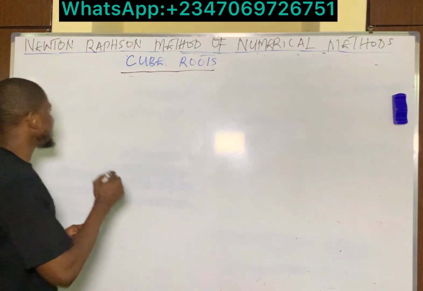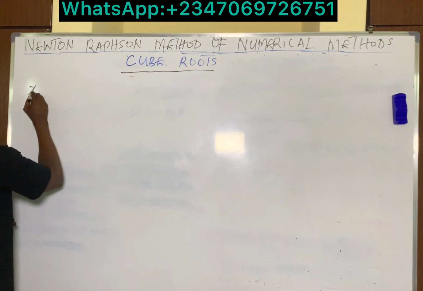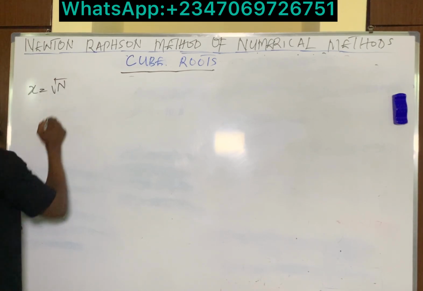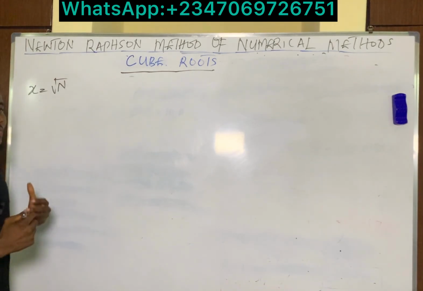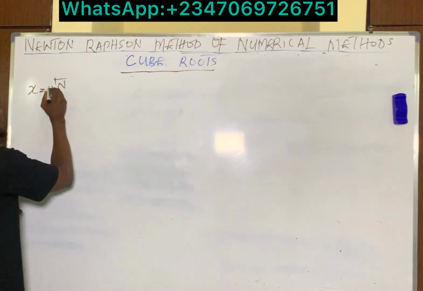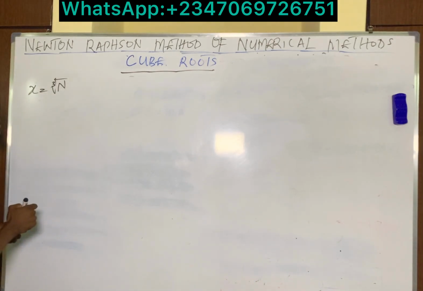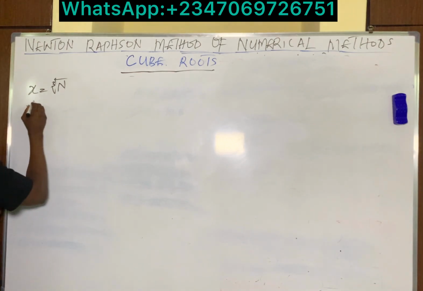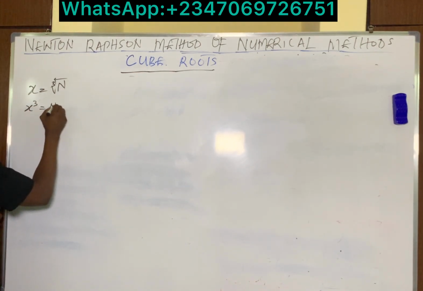Now let's say x is equal to the cube root of n, where n is simply a number, and we are to evaluate this using the Newton Raphson method. Okay, so cube root of n. So the first thing to do is to eliminate the cube root. So we have to take the cube of both sides, and if we do that, we are going to have x to the power of 3 is equal to n.